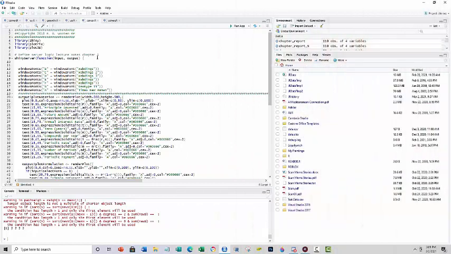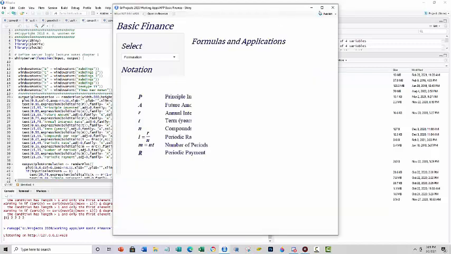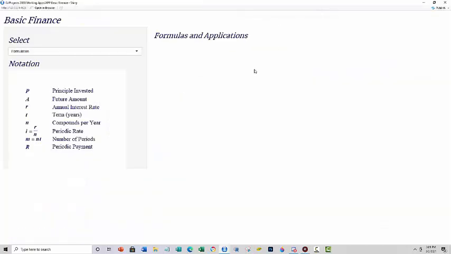Alright, so I believe this is the one. What we're going to talk about today is going to be finance. I'm going to run an app that I created, and I do want to make this available to the students. And what I'll have to do is create instructions.